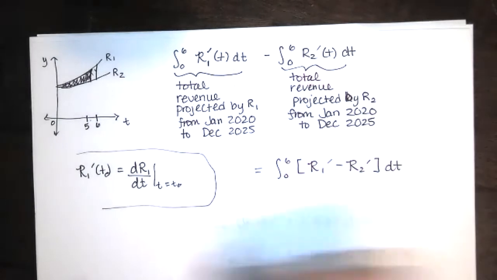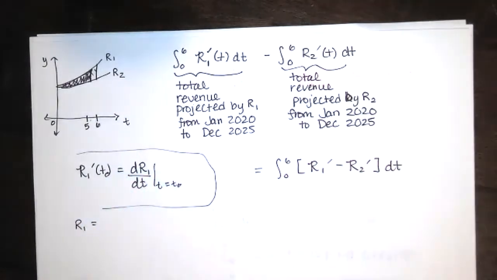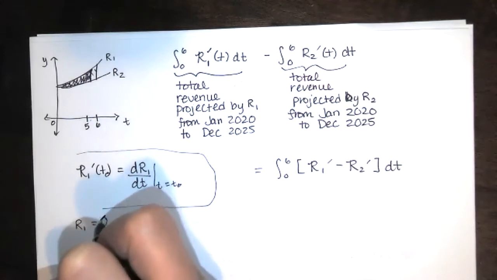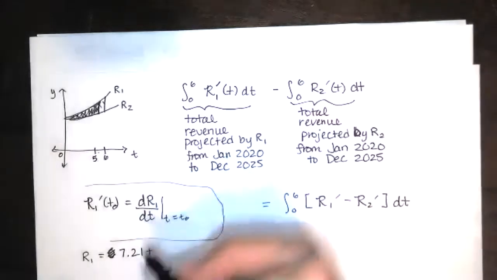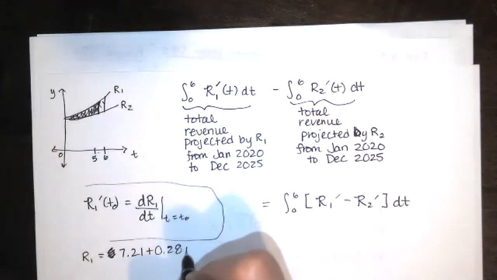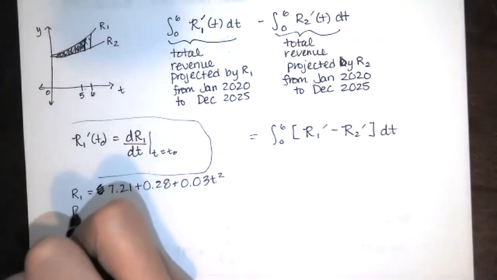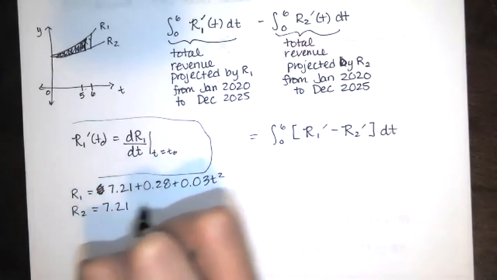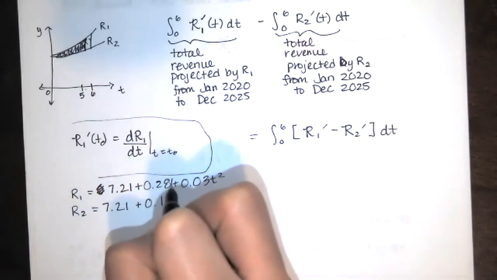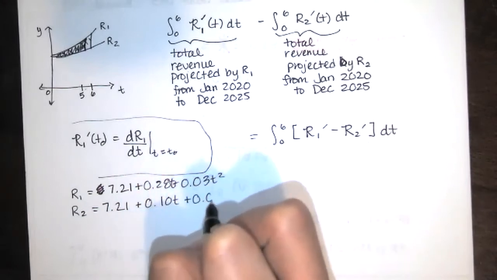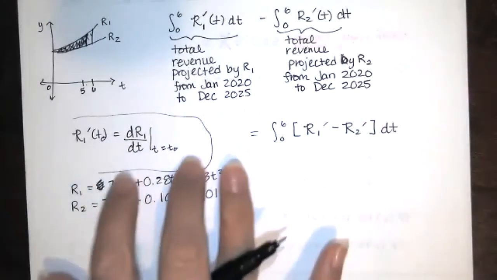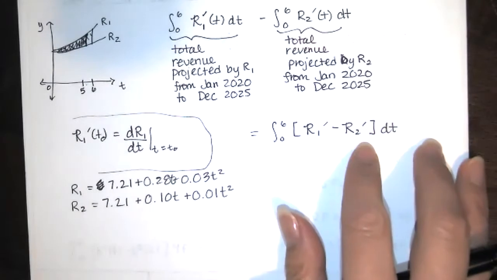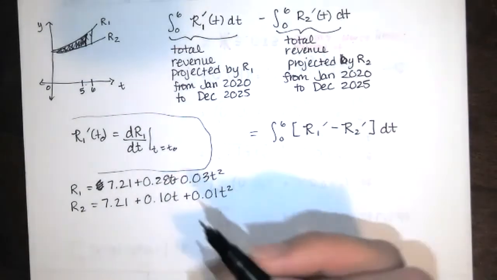So our functions R sub 1 were 7.21 plus 0.28 plus 0.03 times t squared, and R sub 2 is 7.21 plus 0.10 times t plus 0.01 t squared. If I subtract these, actually I don't want to subtract these yet. I want to find their derivatives first, and then subtract them.